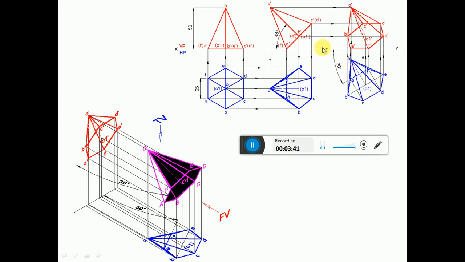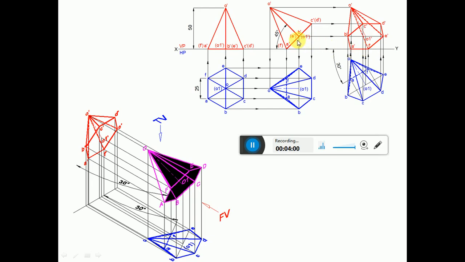To draw the front view, draw a vertical projector from O and draw a horizontal projector from O dash to get this point O dash. Similarly, draw a vertical projector from A and F and draw a horizontal projector from A dash and F dash to get this point A dash F dash.